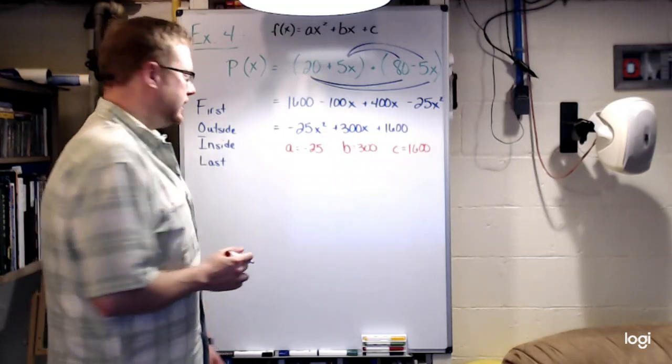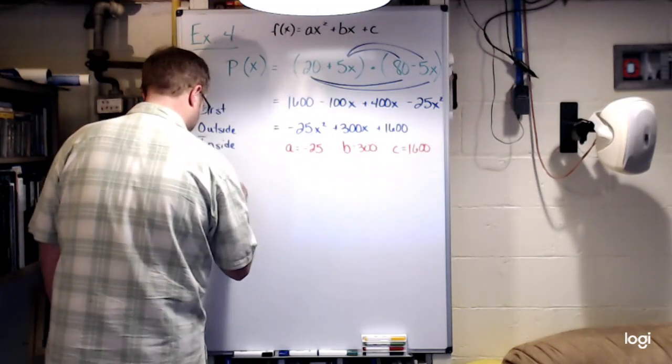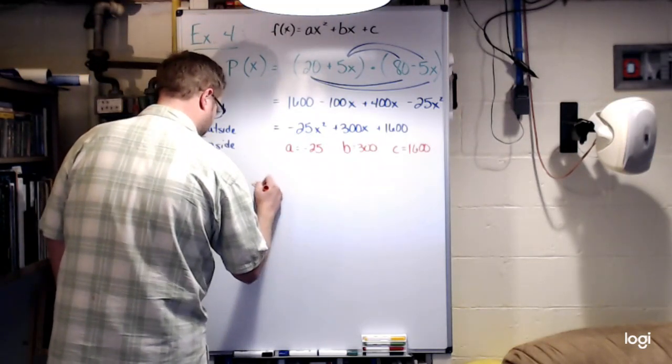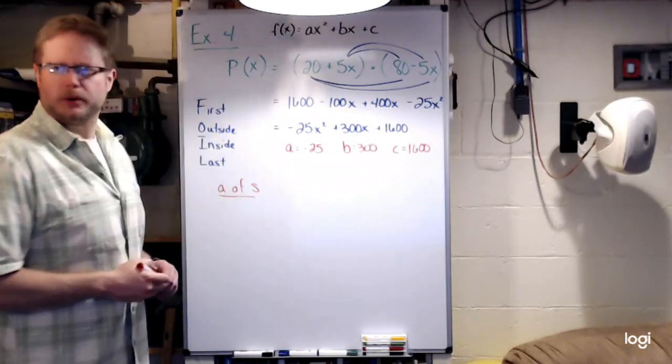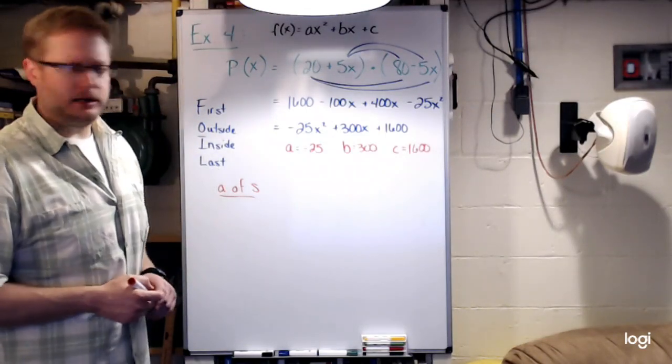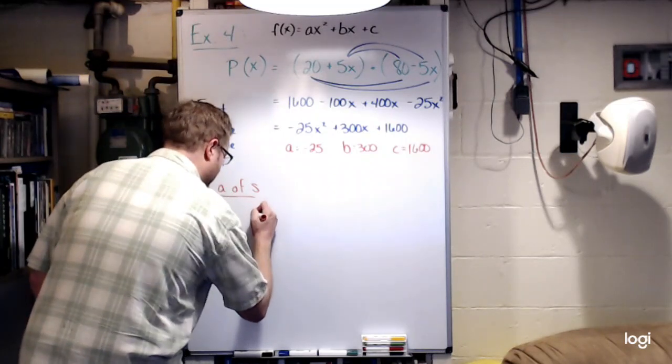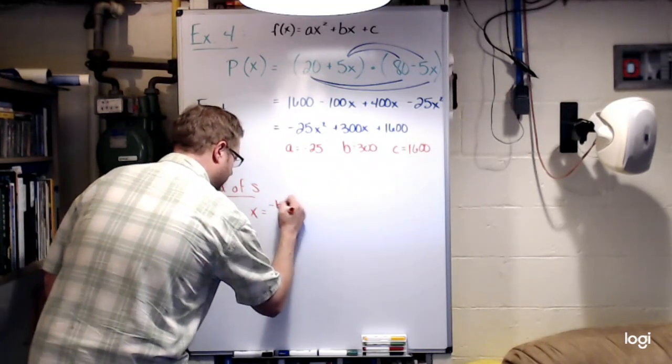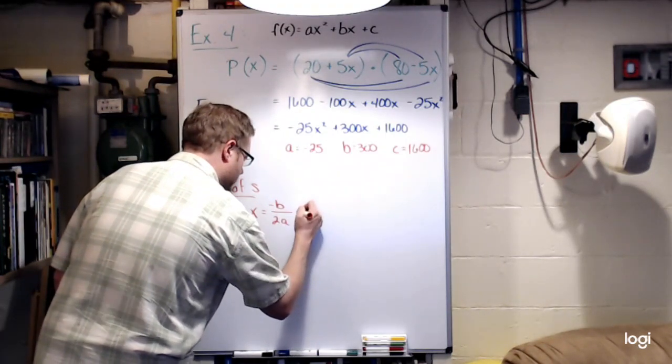First thing we need to find is my axis of symmetry. So your A of S. Remember I said you can just abbreviate it. That's fine. My formula is x equals negative b over 2 times a.